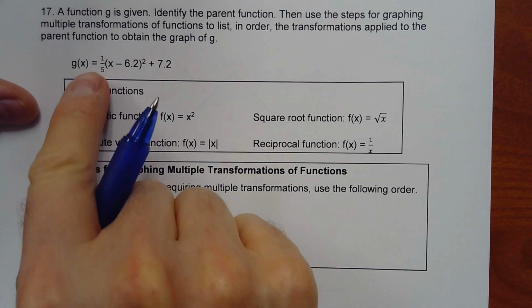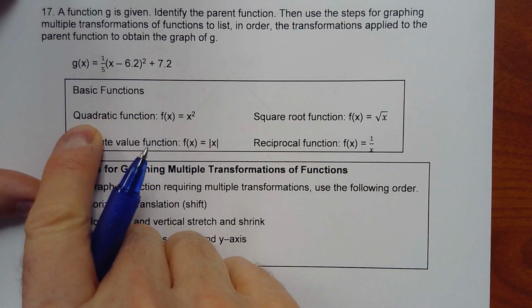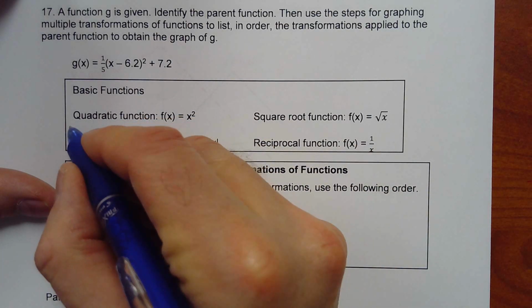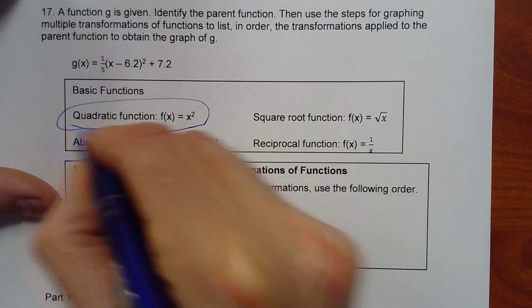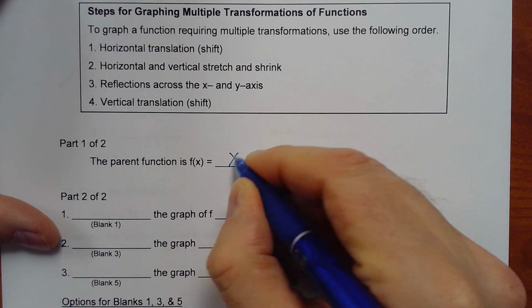So first of all, we look at our function. We have a squaring function. So our basic function has got to be the quadratic. So for part 1, that's pretty easy. I'm just going to type in x squared.